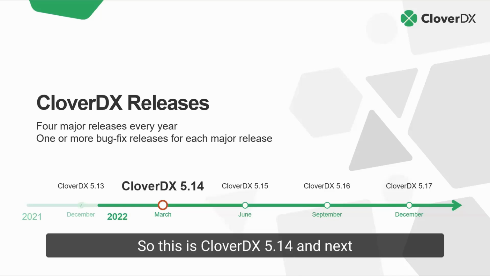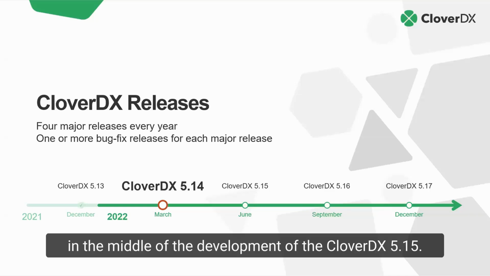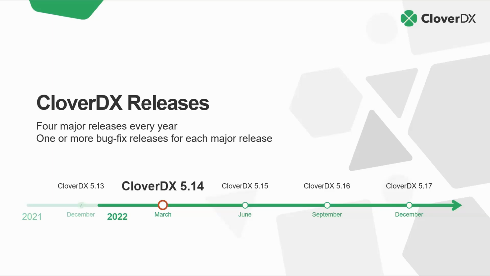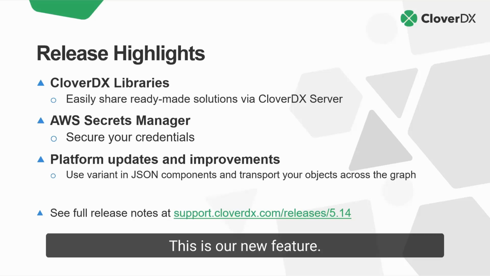So this is CloverDX 5.14 and the next one will be at the end of June. We expect to have at least one bug fix release somewhere in the middle of the development of CloverDX 5.15. As for the release highlights, the biggest one is probably the introduction of CloverDX Libraries. This is our new feature that allows you to easily share various solutions through the server. I'll explain that in more detail a little bit later.